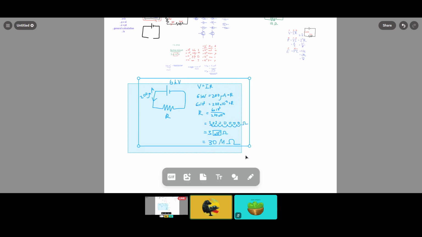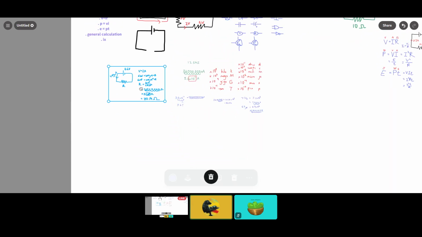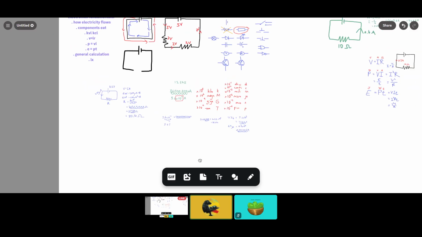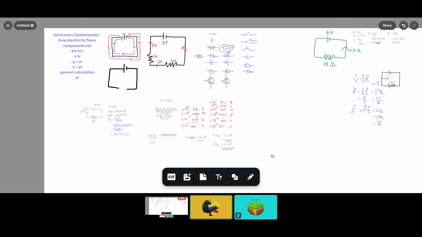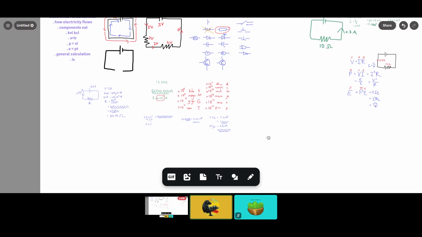And that is what I wanted to say about calculations. When you're doing calculations and you see a prefix, convert it back into the times 10 form so that you don't mess up. Okay, now let's talk about circuit theories, and voltage rules and current rules.